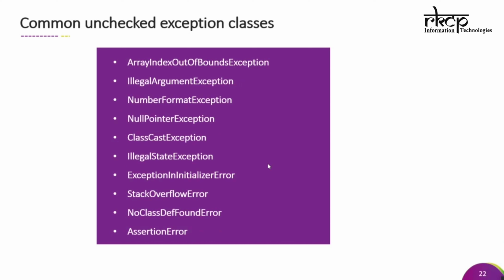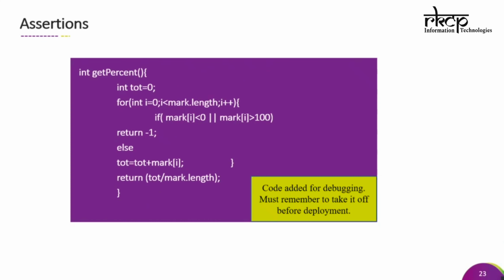So here are a few unchecked exceptions. However, this is a matter of practice. As much as you practice, you will learn. Like array related exceptions: ArrayIndexOutOfBounds, IllegalArgument, NumberFormat, NullPointer, ClassCast, IllegalState exception. Like that, many exceptions are there. This is not the only list; these are the important ones, you can say.